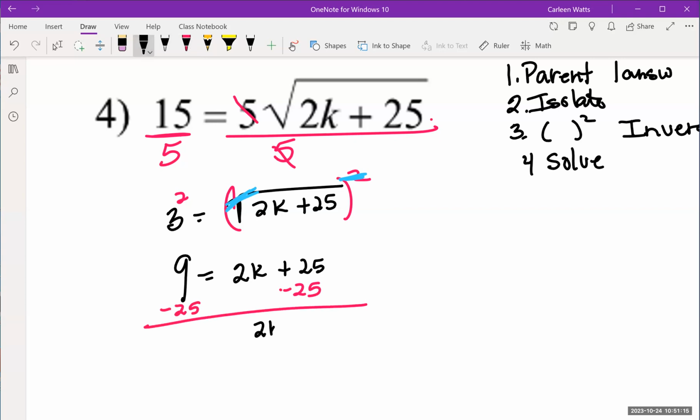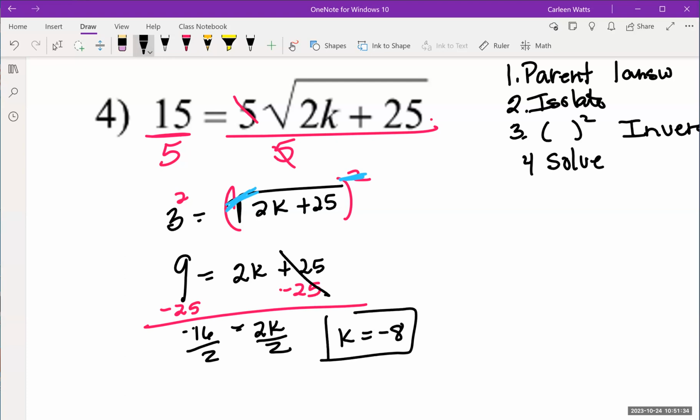So we have 2k is equal to, thank you. I didn't know. Negative 16. Divide by 2. K is equal to negative 8. Bye-bye. One answer.